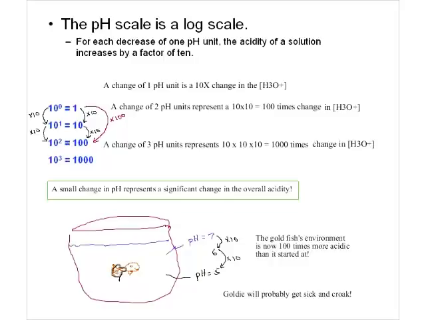So you've got your little goldfish here in a container that's 100 times more acidic now than what he started out to be. That goldfish is probably not going to survive. That's a very drastic change in its environment. So the goldfish's environment is now 100 times more acidic than it started at. It's probably going to get sick and die.